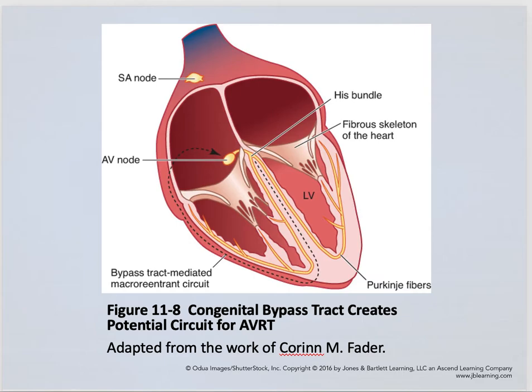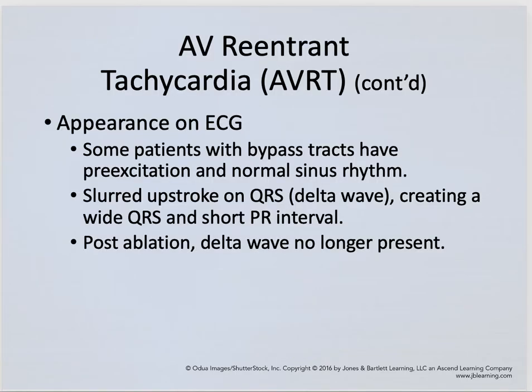What this looks like is that a congenital bypass tract creates a circuit for AV reentrant tachycardia to occur. Here we've got the AV node, and then this bypass tract that is sending a reentrant signal to go back through. People with bypass tracts usually show what we call pre-excitation. Some will have normal sinus rhythm. There's a slurred upstroke of the QRS, which is a little confusing. It's called a delta wave, creating a wide QRS and a short PR interval. So, wide QRS, short PR interval.